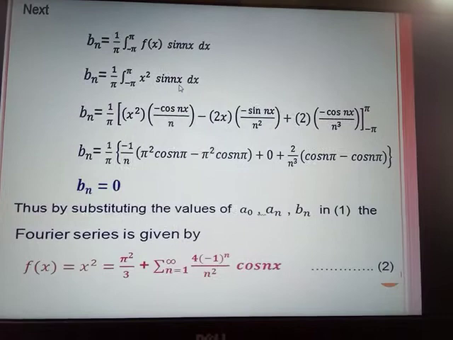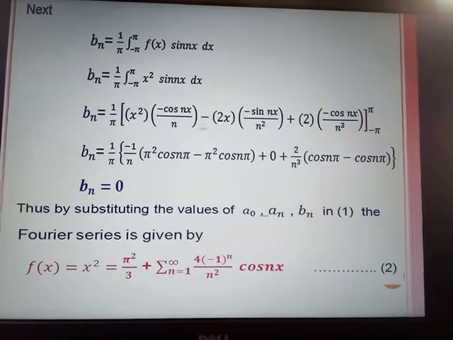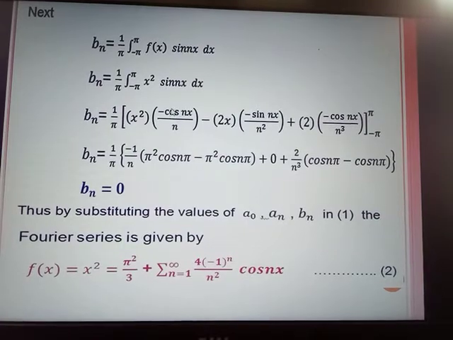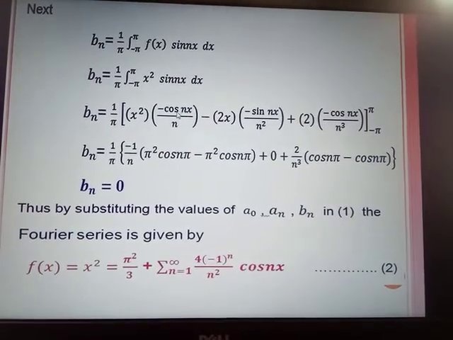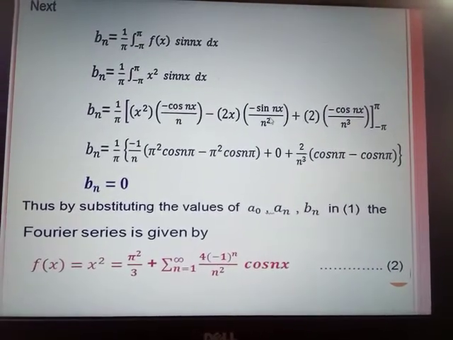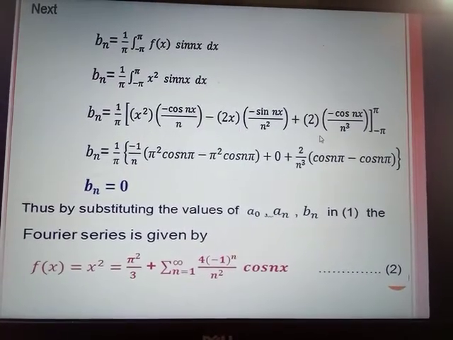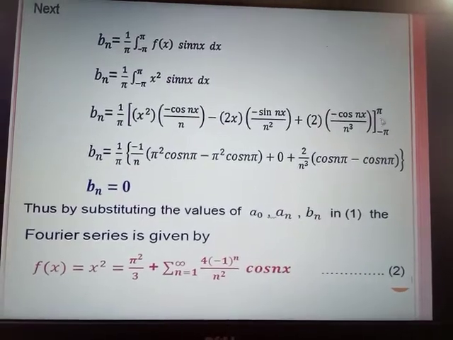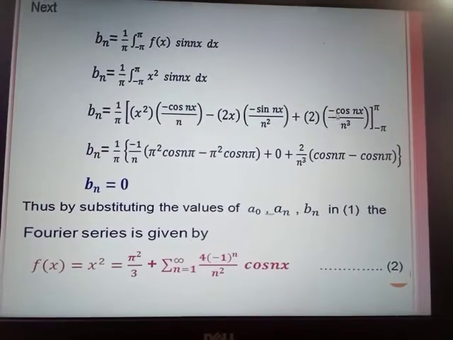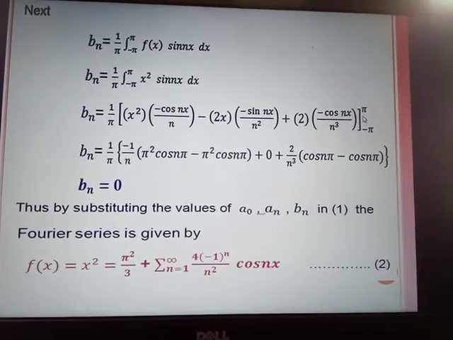The integration of sin nx is minus cos nx divided by n, minus, differentiate this, we get 2x, into, again integrate this cos nx. The integration of cos nx is sin nx by n. Already we have n here, therefore it is minus sin nx divided by n square, plus differentiate this 2x, we get 2, and integrate this one, minus cos nx divided by n square into n is n cube. Therefore, it is 2 into minus cos nx divided by n cube, limits from minus pi to pi.